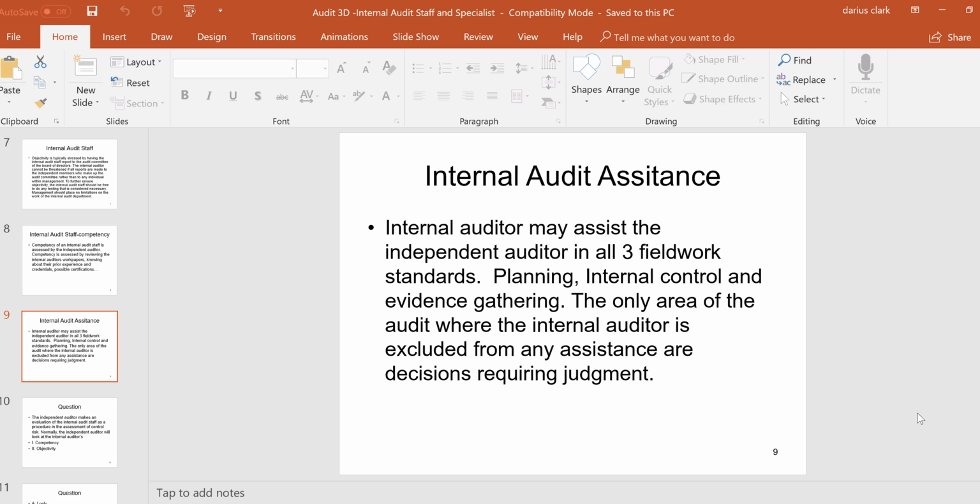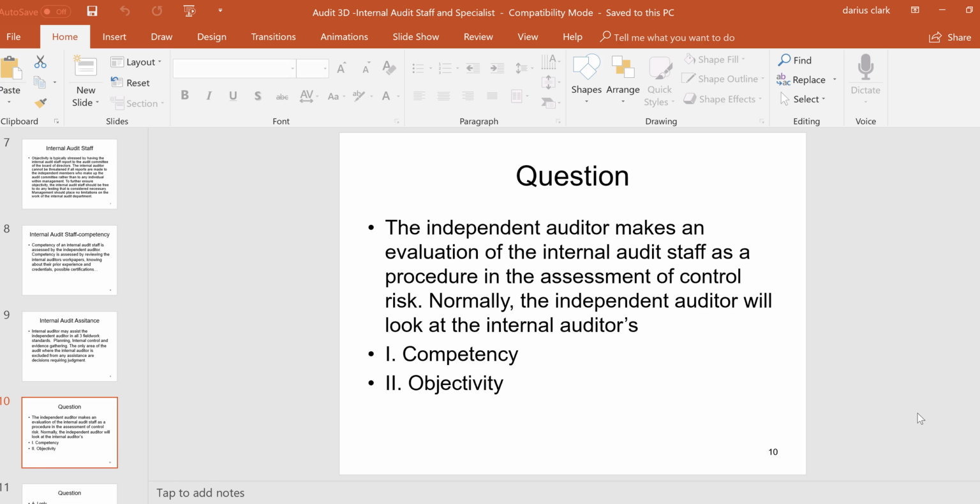Now, they could help us with the testing, but we've got to determine the outcome. We've got to determine whether the control passes the test or not. That's got to be our determination. They can help us run the test, but we're going to have to use our judgment. All right, let's go to this question.